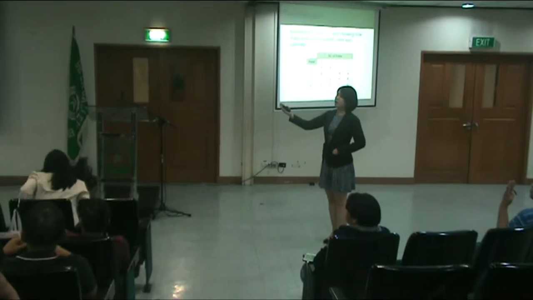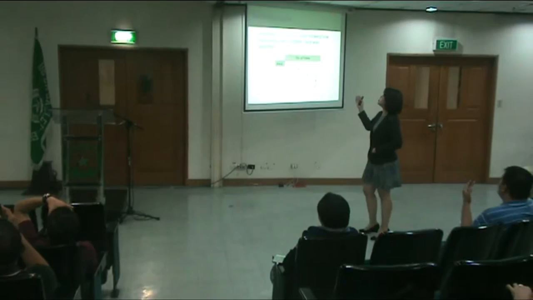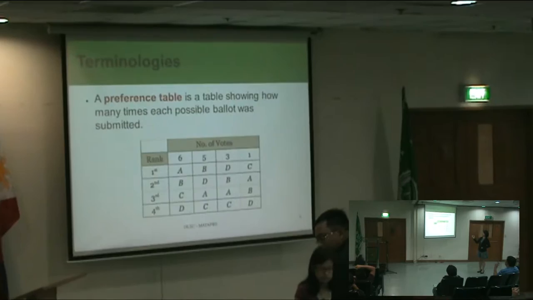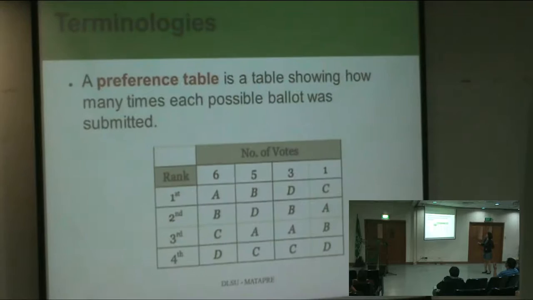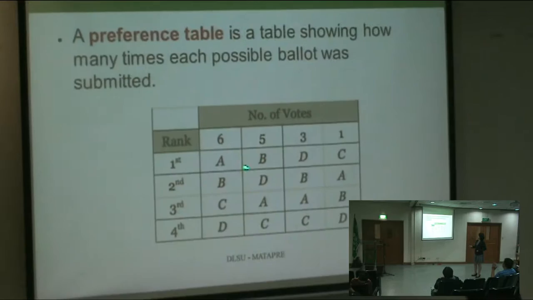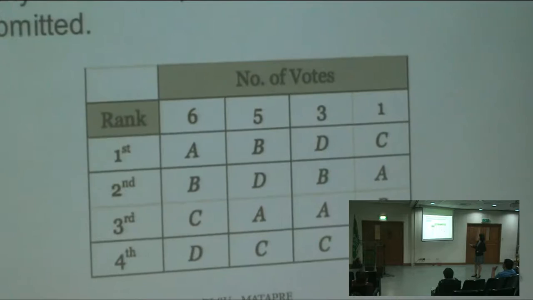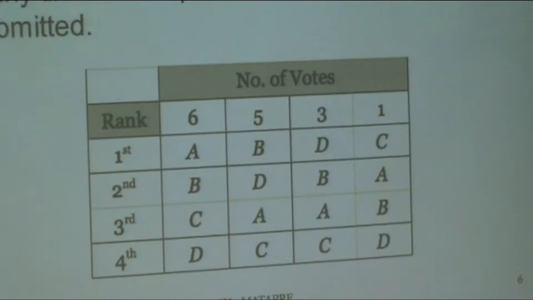Later on, we will be seeing this type of table. This is a preference table. This shows how many times each possible ballot was submitted. For example, this is the order: first rank is A, second rank is B, third rank C, and then fourth rank D. This six means there are six members of the group who voted in that order, and so on and so forth.